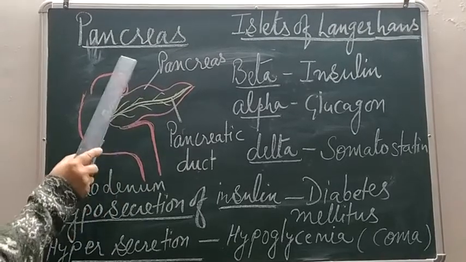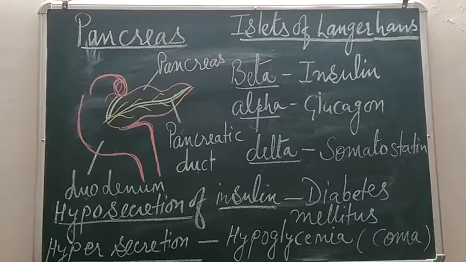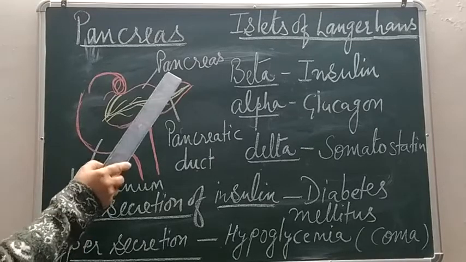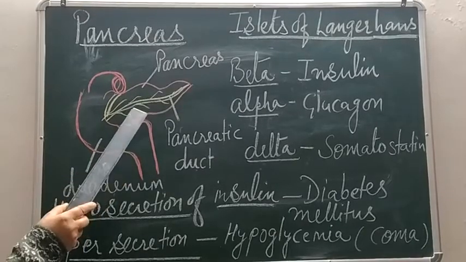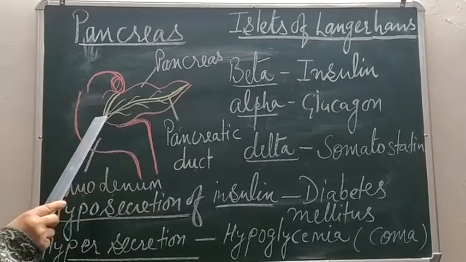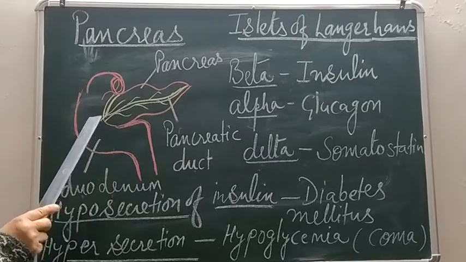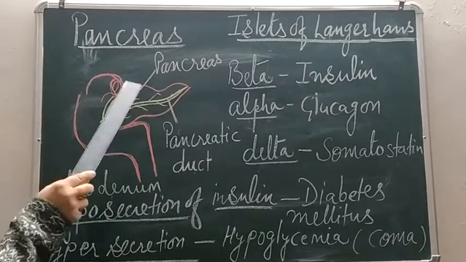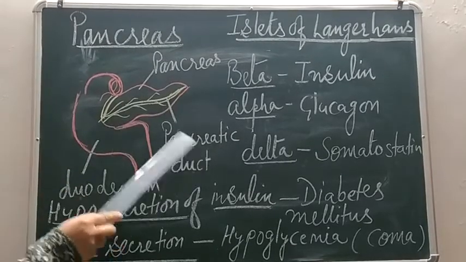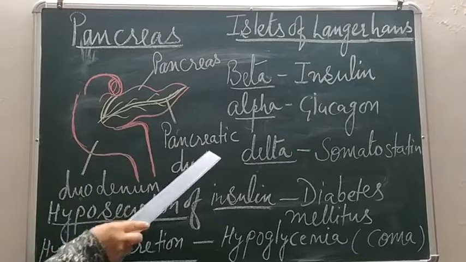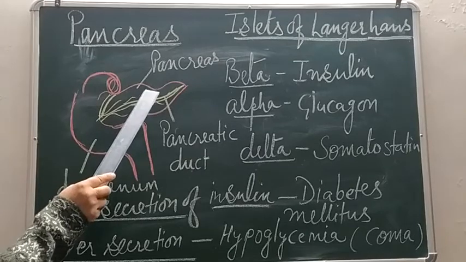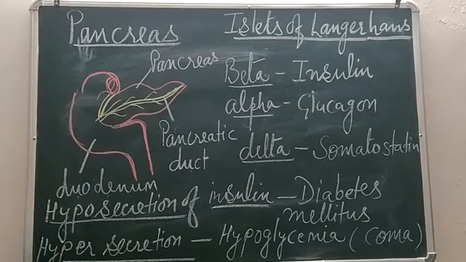Pancreas is both an exocrine as well as an endocrine gland. Why exocrine? Because during the digestive system, you have already learned that pancreas secretes pancreatic juice. And this pancreatic juice is poured into the duodenum for the process of digestion. So, in this way, pancreas is exocrine because this pancreatic juice will be poured into the duodenum through the pancreatic duct. But at the same time, pancreas also has an endocrine part.